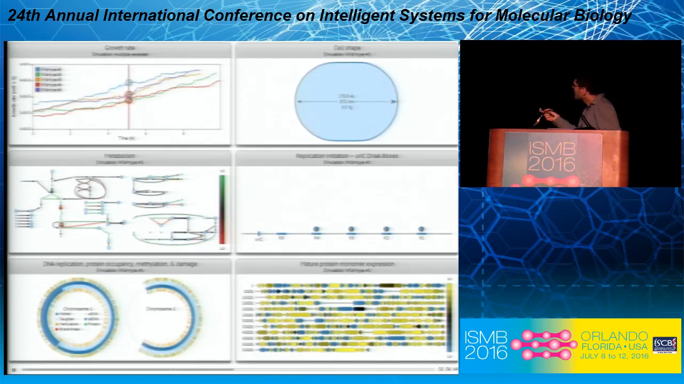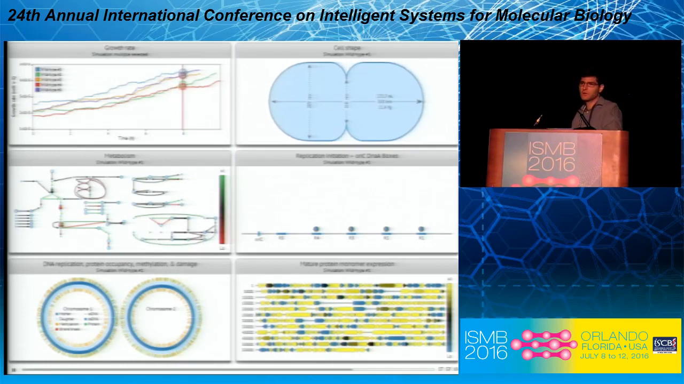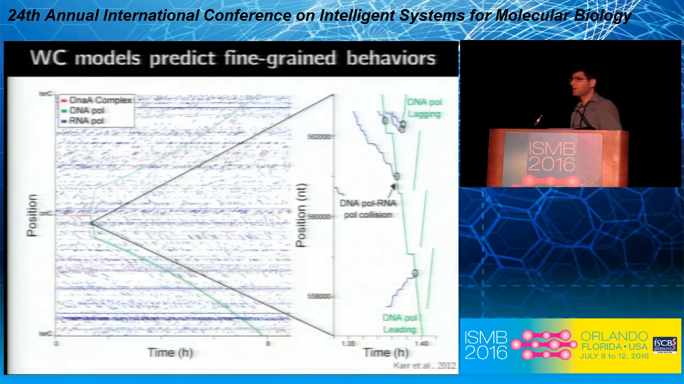The top right here illustrates the predicted size and shape of the cell as it grows, elongates, and divides. The middle left, the laser pointer is not perfect. The middle left panel illustrates the predicted metabolism. The middle right panel illustrates the size of a protein complex that forms at the origin to separate the strands of the chromosome to initiate replication. At the bottom here, we've indicated where proteins are bound to the chromosome throughout the cell cycle. And then finally, at the bottom right, I've indicated the expression levels of protein monomers throughout the cell cycle. So I just want to break that down in a couple slides.